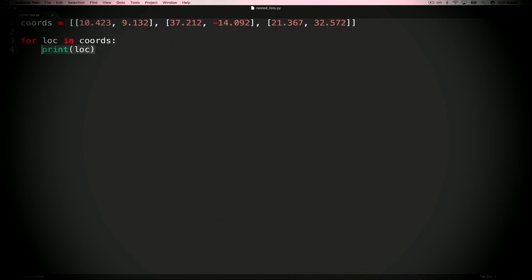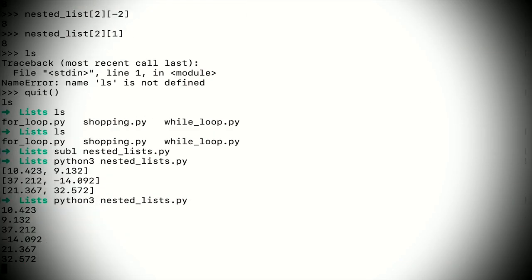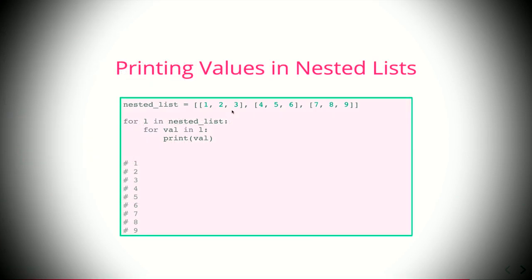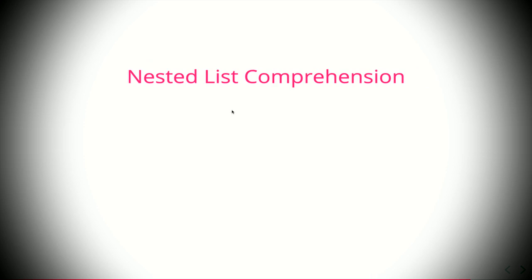Instead of that, we could do for coord in location, print coord, which is just going to reference each individual coordinate. If we try it now, we end up with what you see here. So using nested loops is definitely a thing with nested lists. However, that also brings us to nested list comprehension.